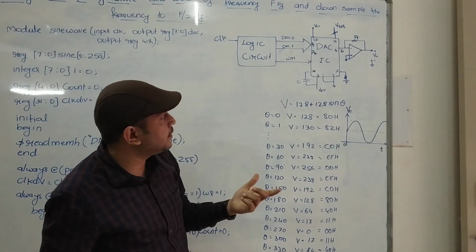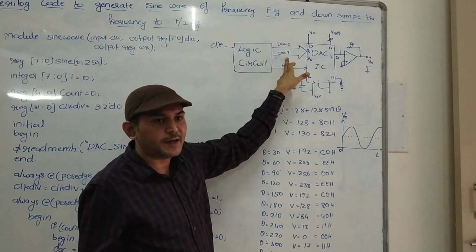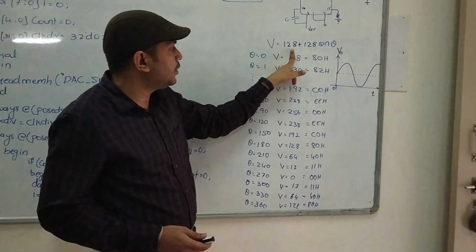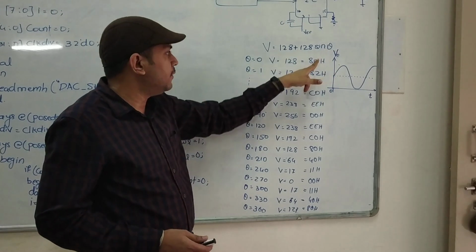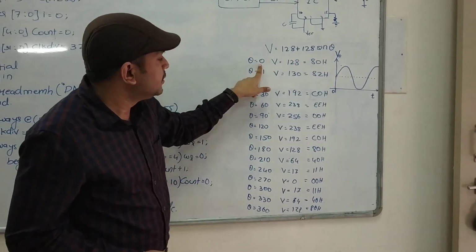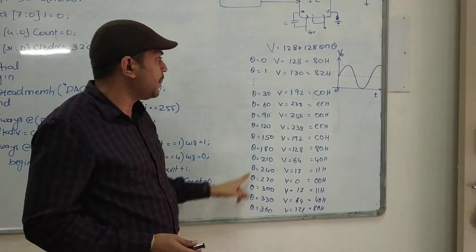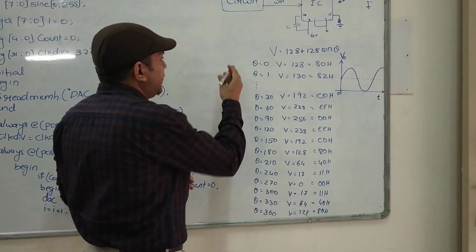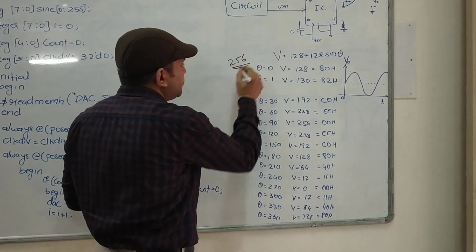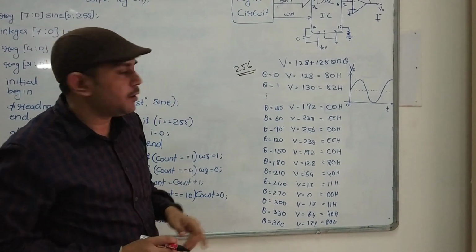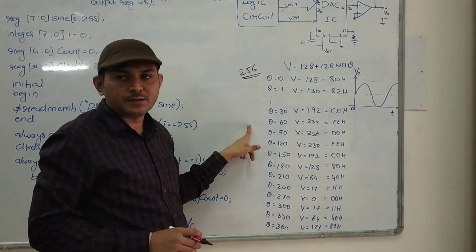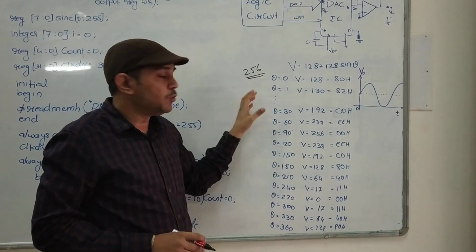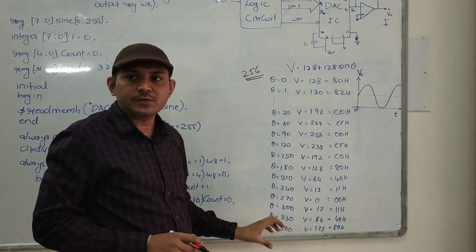So how do we generate these digital values to generate the sine wave? Here is the formula: V, the output voltage, is equal to 128 plus 128 into sine theta. For every change in the theta value, I have written values for certain angles only. You can generate it for every 1 degree. For our purpose in the lab, I am generating about 256 values, with theta varying from 0 to 255, so a total of 256 values.